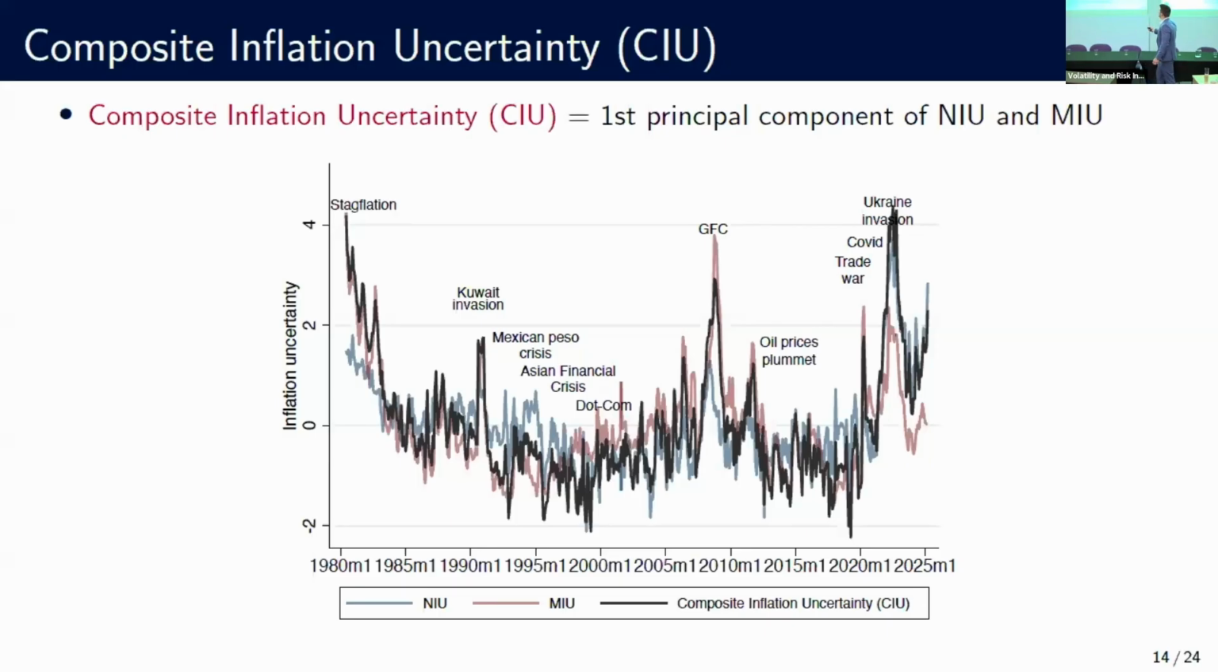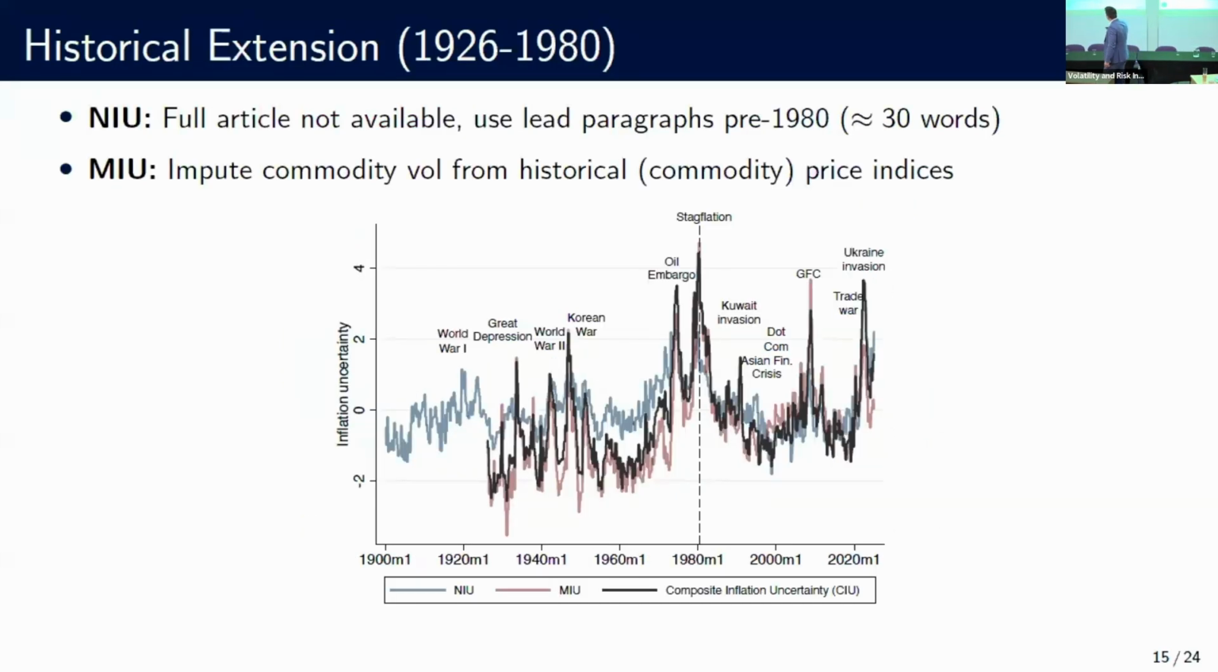You have the Great Financial Crisis. Also during the Great Financial Crisis, we were very uncertain about future inflation. The US-China trade war shows up here. You have COVID and the Ukraine invasion. So, a very intuitive pattern. We extend that with additional data going back to 1900. Our measure becomes a little bit less precise because the data quality deteriorates as we go further back.